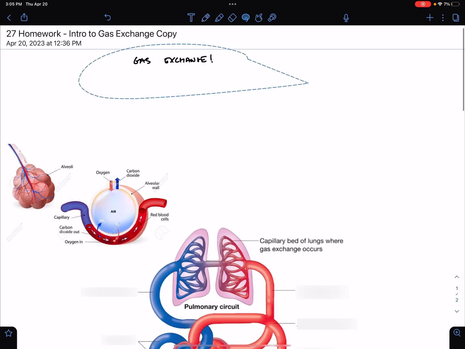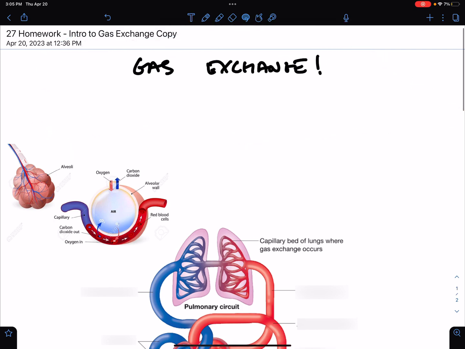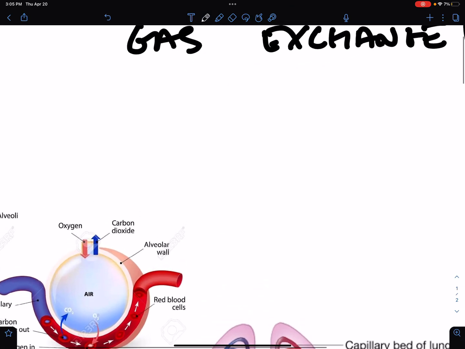Okay, so today's screencast is about gas exchange. We've been talking pretty extensively about cellular respiration, and today we're going to connect cellular respiration at the microscopic level, what's happening at the level of the cell, to respiration at the level of the organism, how we accomplish gas exchange.